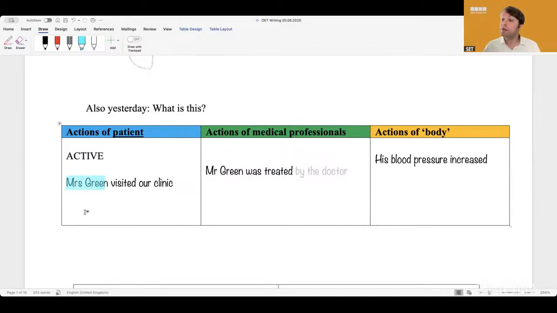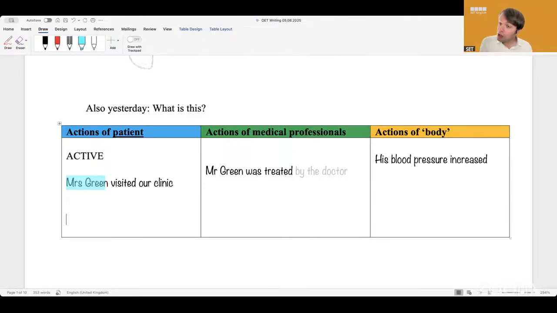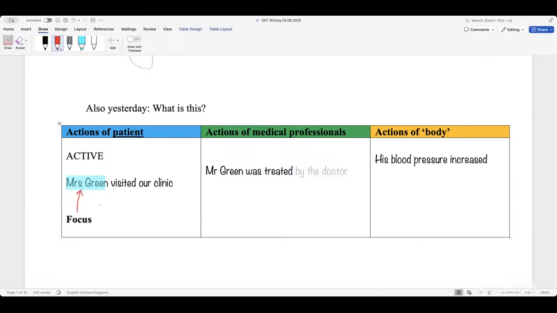Where is the focus of this sentence, guys? Is it on the doctor or on the patient? No, Mrs. Green, our patient. The focus is on the patient. So do we need to change to passive? No, it's active, yeah. We already have the focus on the patient because the patient is the first word. Everything is about which is the first word. Okay. So in actions of the patient, we want the focus to be on the patient, so we use active.